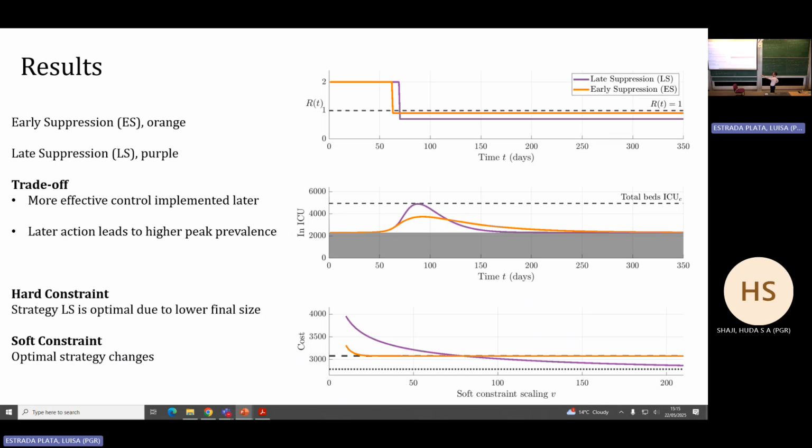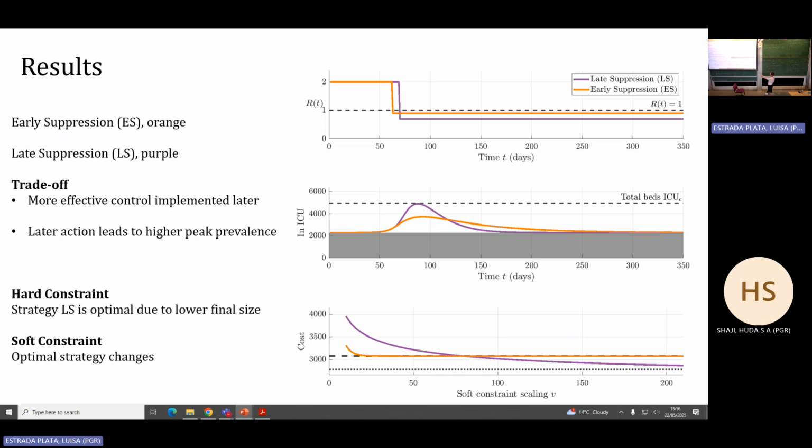The late suppression strategy assumes that there's this trade-off. So it's implemented a week later, but the control is a little bit more effective. So it might be more targeted to more high risk groups, and so on. So the effect is that because of the delay, it's obviously going to get much closer to your capacity line before the intervention reduces the prevalence. So on paper, a policymaker would prefer something like this, which is a flatter action, albeit it does have a slightly greater final size.